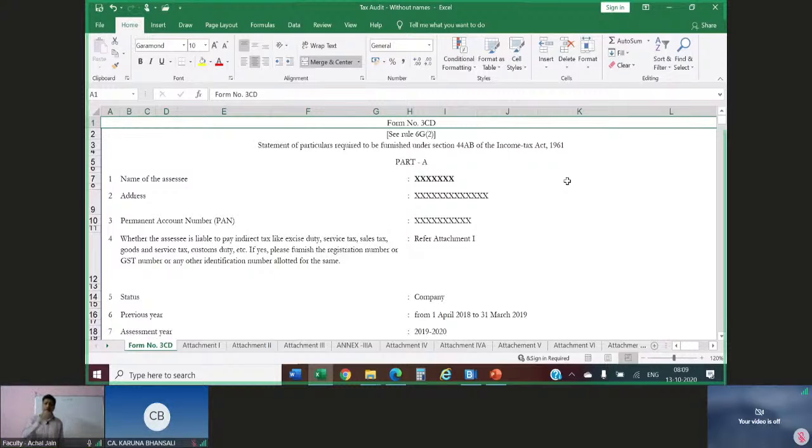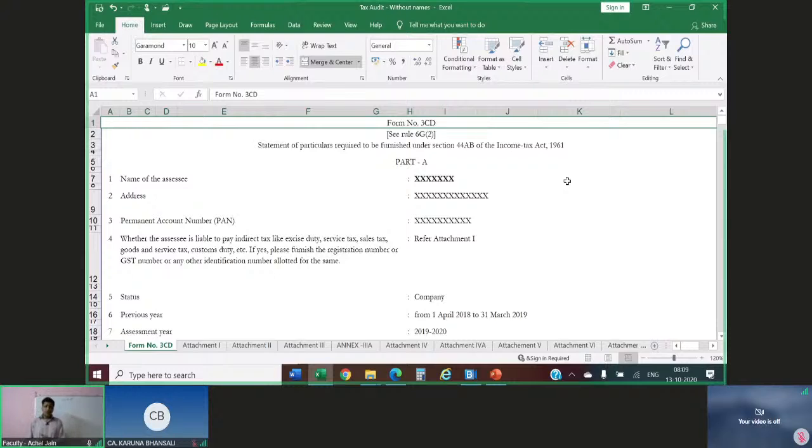If the management says that it's your responsibility to fill this, will that be appropriate? The answer is no, because auditor is there to audit, not to get into the management function. If the auditor fills the Form 3CD, it's more of a management function, because this document belongs to the management. Its ownership is with the management.